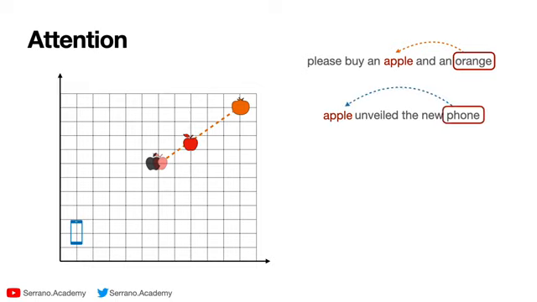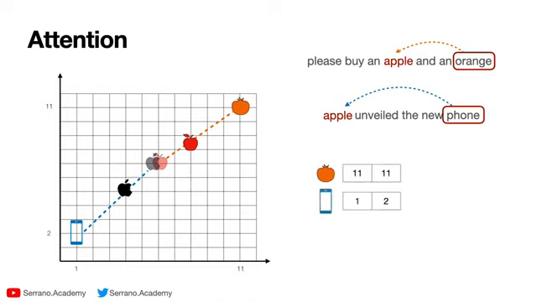And when we're talking about the second sentence, "Apple unveiled a new phone," then the word apple is going to be moved towards the word phone, and it's going to be somewhere around here. So I'm going to throw some numbers for explanation. They don't match the formulas in attention exactly, but just to have an idea. So if the orange is at the coordinates 11, 11 and the phone is at coordinates 1, 2, those are the numbers we use when we pass the words to the model.